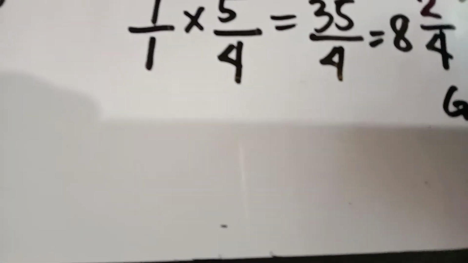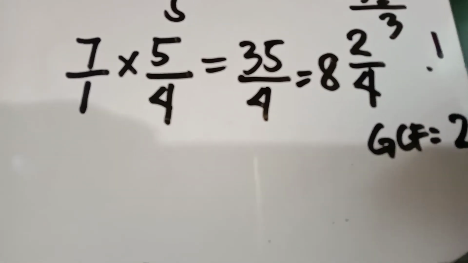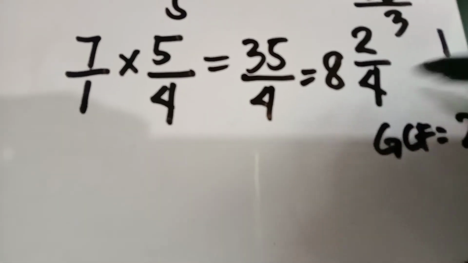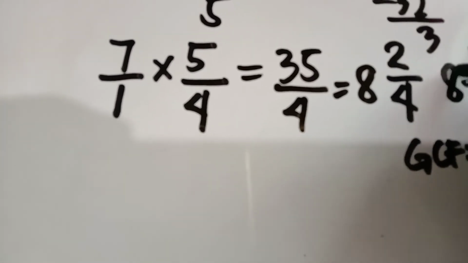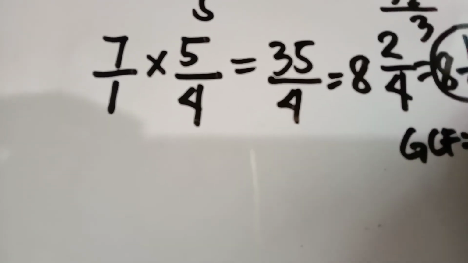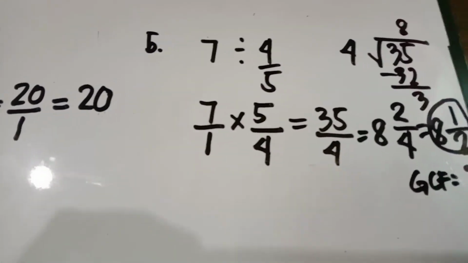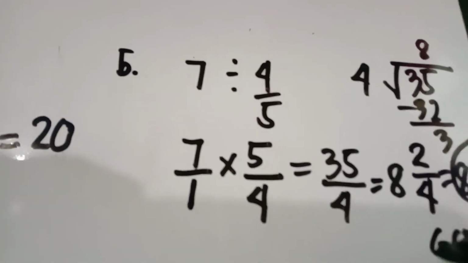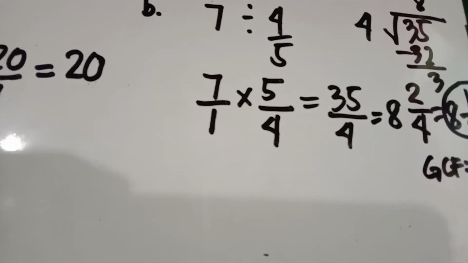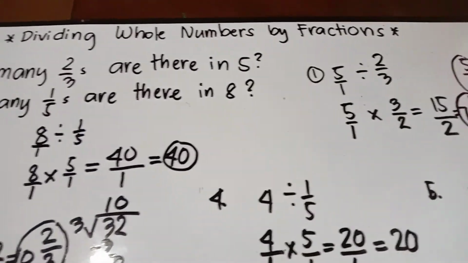So 2 divided by 2, that is equal to 1. Then 4 divided by 2, that is equal to 2. Okay, then let's copy the whole number 8. So this is now the answer, the final answer, 8 and 1/2. 8 and 1/2 is the quotient of 7 and 4/5. Okay, so ganun lang po kadali, no? That's how easy to divide whole numbers by fractions.